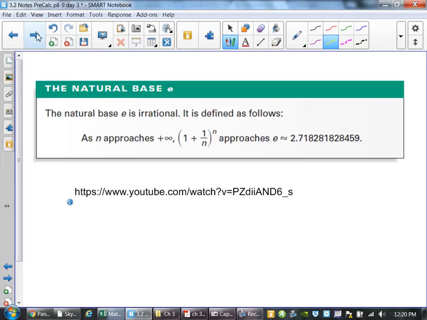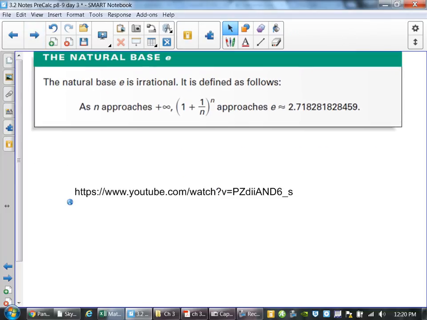We did the decay already. Let's talk about what this E value stood for. That number E is called the natural base E. It comes from 1 plus 1 over n to the n. It's the compounding interest problem: as the number of times something compounds gets larger and larger, it gets closer and closer to this value. It approximates itself to 2.718 whatever, the number E.